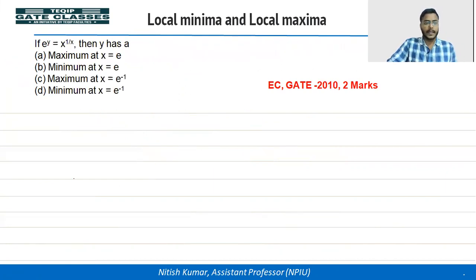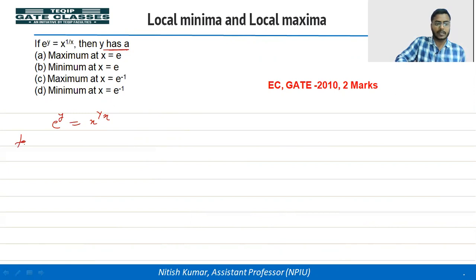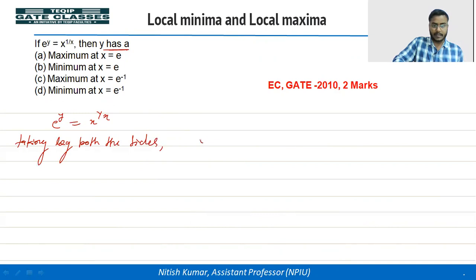Next question we have, e to the power y is equal to x to the power 1 by x, then y has a maxima or minima. Okay, so the function is given, so let's write e to the power y is equal to x to the power 1 by x. Taking log both the sides, what we can write here is y equal to 1 by x log x.